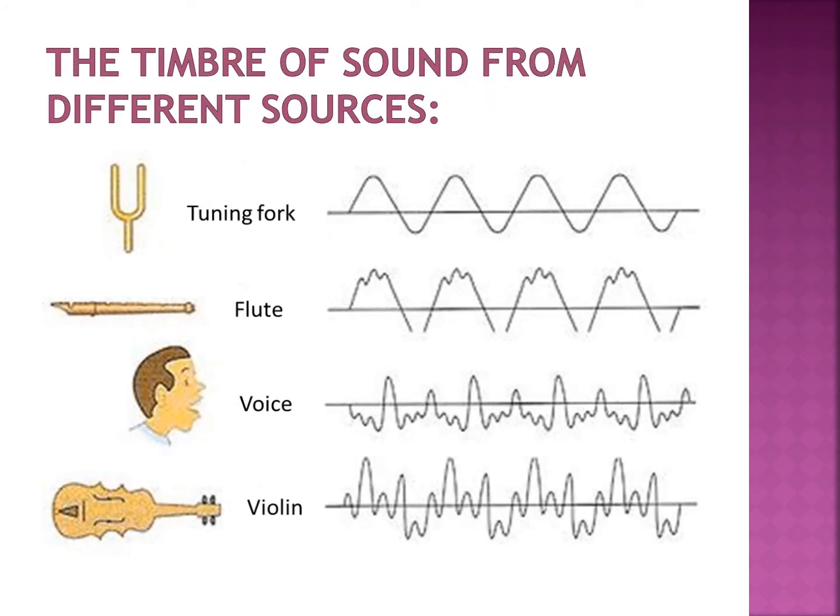The graph provides an illustration of the timbre of sound produced from different sources. We have a tuning fork, a flute, a human voice, and a violin. You may see that the wave pattern obtained for each different source is not the same, though the pitch is equal.